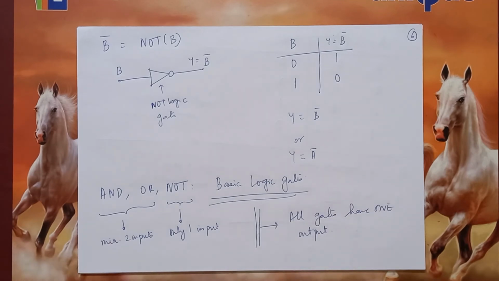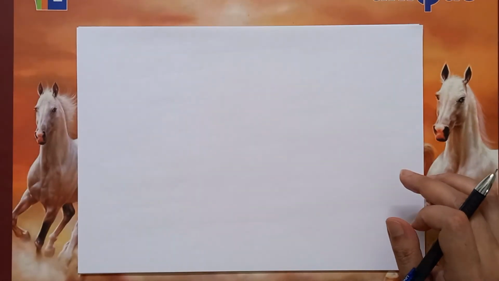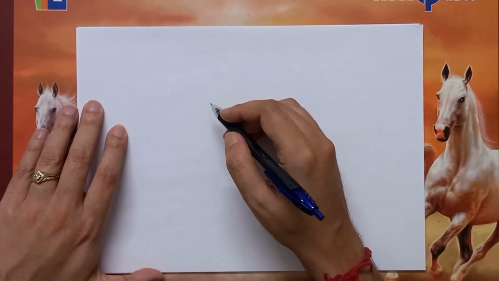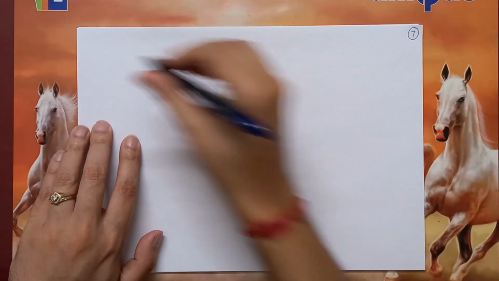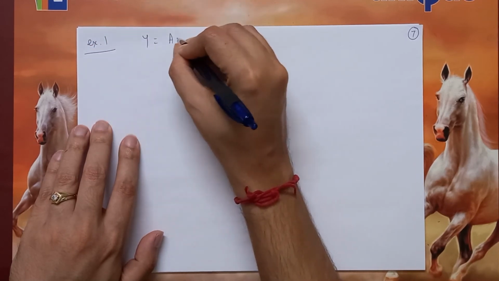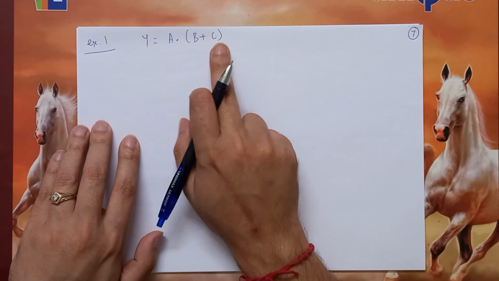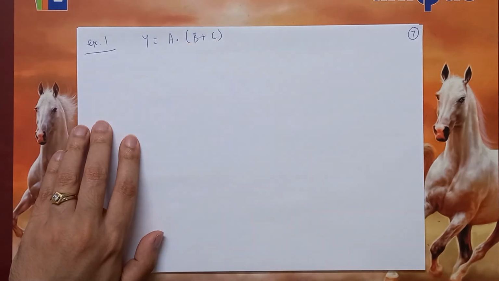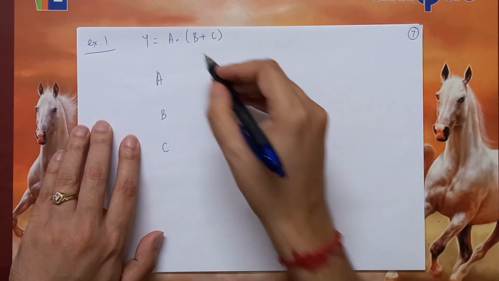So therefore, let us very quickly see how to use these basic gates, or if some function is given in the form of an equation, how to represent it using some of these basic logic gates. So suppose I say example 1: Y equals A dot bracket B plus C. Now this AND operation is happening on B plus C. So as per the rule of simplification, you can simply look at the bracket first. There are three inputs A, B and C, as you can see, and one output Y.